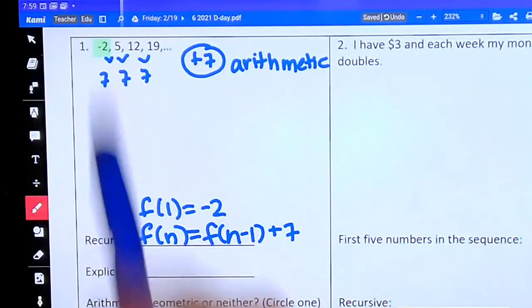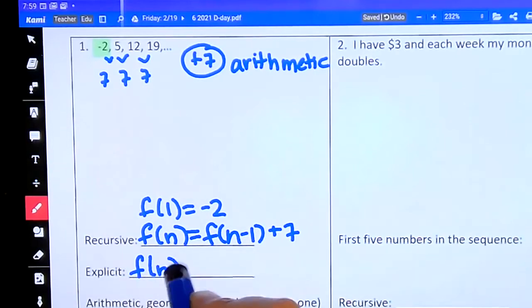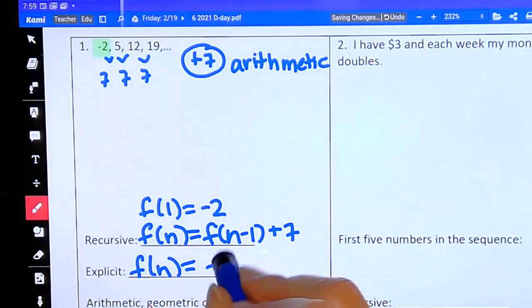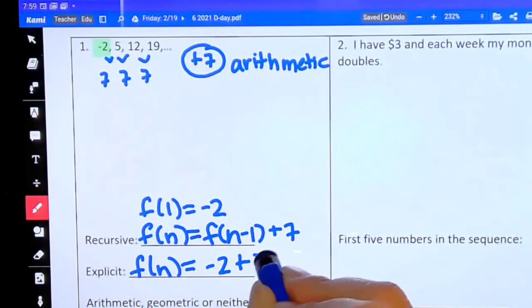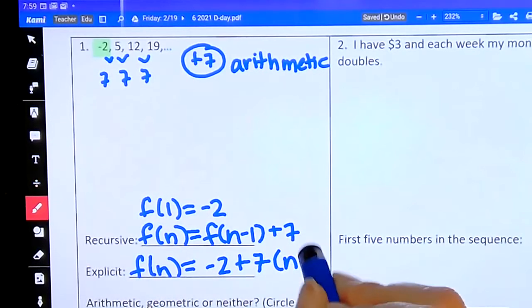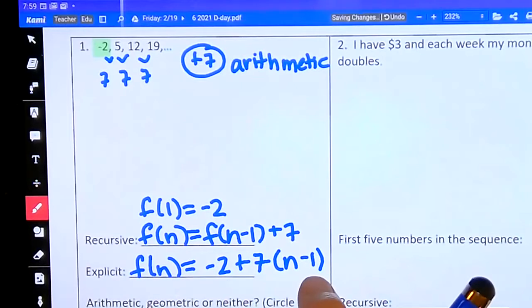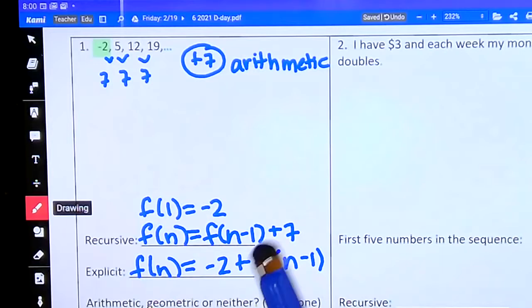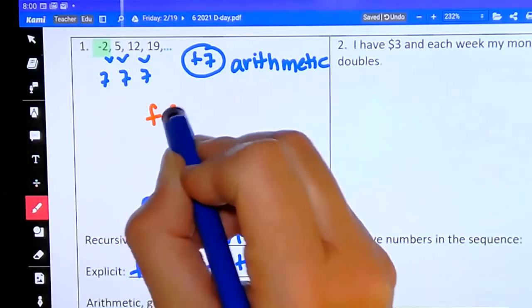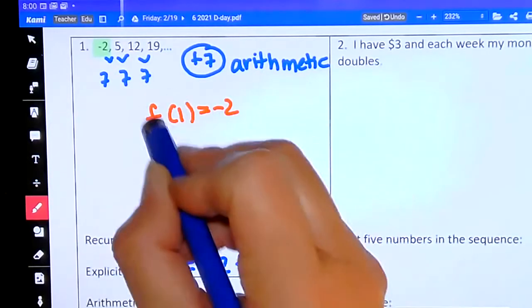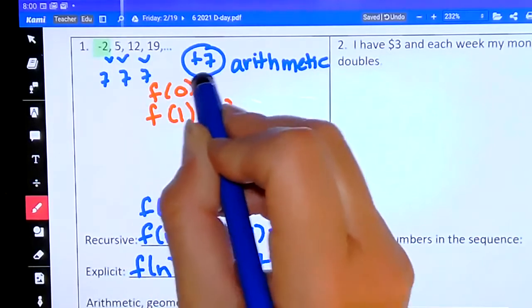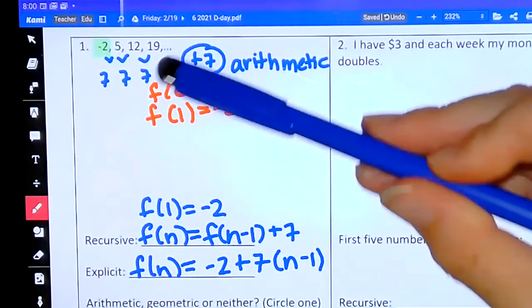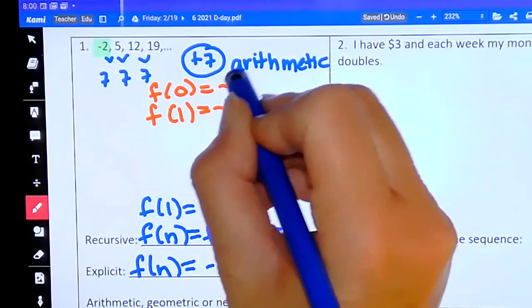If I want to start with this -2, I just need to remember that that is my 1. So -2 plus, and what I'm doing is I'm adding 7, n minus 1 times, if this is my first term. Now, if I'm not going to use my first term, let's say I'm going to use my 0 term. Let me jot down here real quick. f of 1 is -2, and f of 0, going the other direction, I was adding 7, so going backwards, I'm subtracting 7. This would be -9.